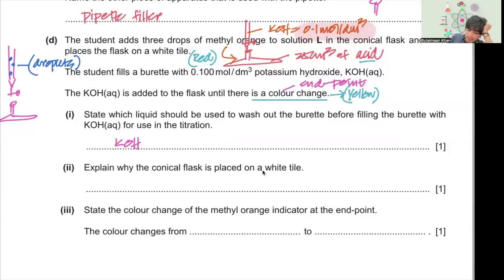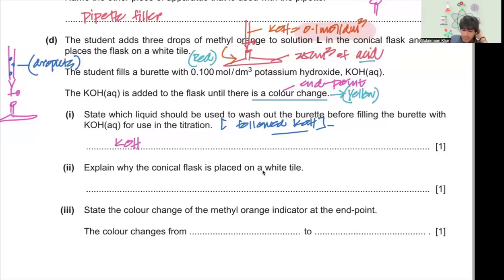Some of you guys may say, hey sir, what if we are very conceptually sound and technical? What if we write wash it with distilled water followed by KOH? The examiner will give you the mark, don't worry. But if you just say wash it with distilled water, that's an inaccuracy, because that'll dilute the potassium hydroxide for you, and then even the volume of neutralization that you're going to get is going to be greater, overstated, because you're reducing the power of potassium hydroxide, right? So more of it would be required to neutralize the acid.